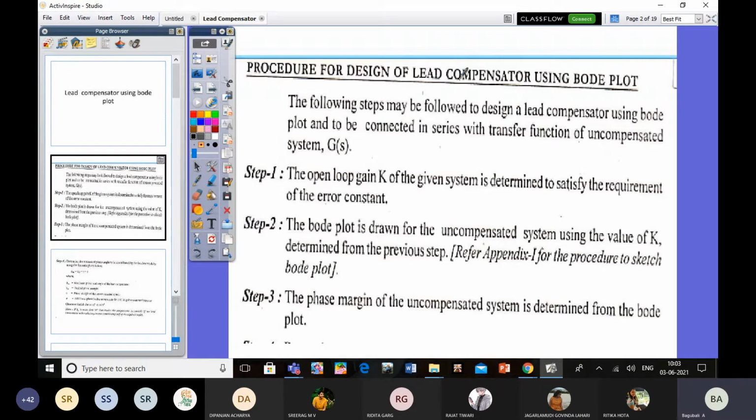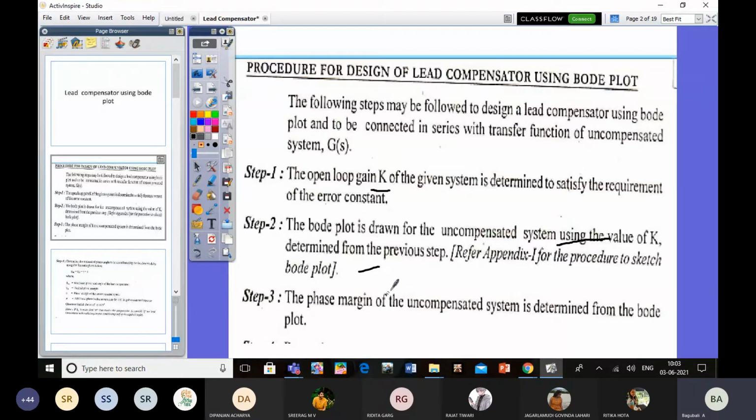Okay. Procedure for designing a lead compensator using Bode plot. The first steps should be common for the lag compensator and the lead compensator. First, you are going to determine the value of K by using the steady state error constant. Second step, you have to draw the Bode plot. Is it clear? You have to draw the Bode plot.